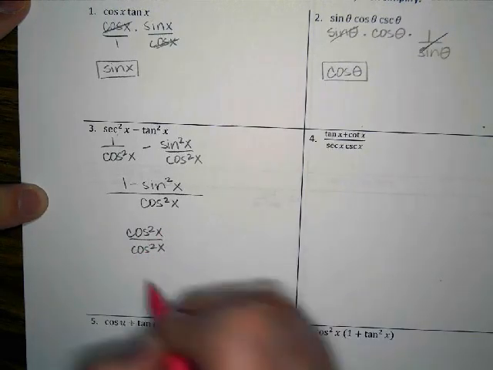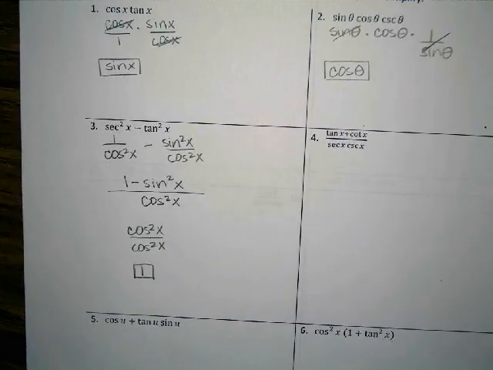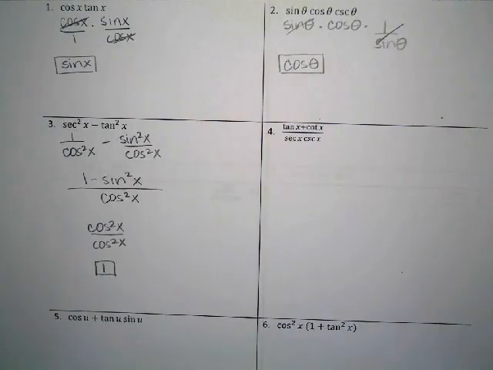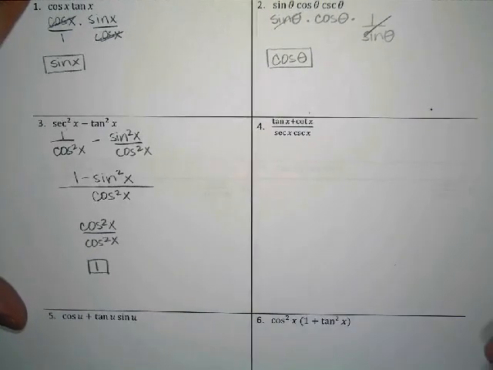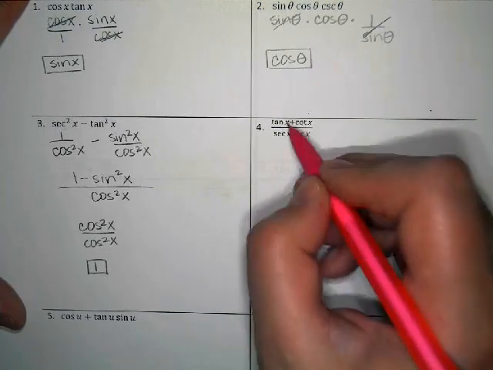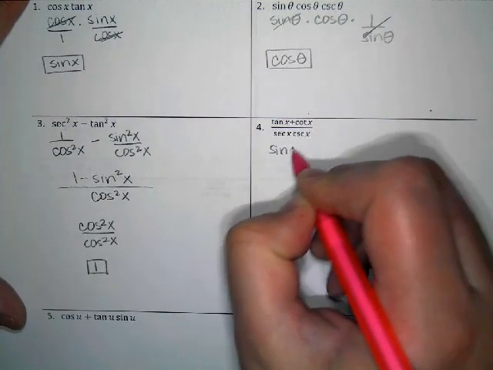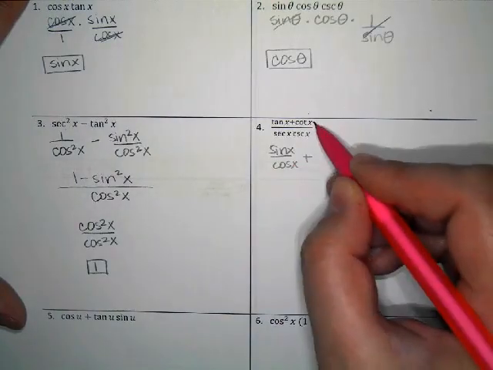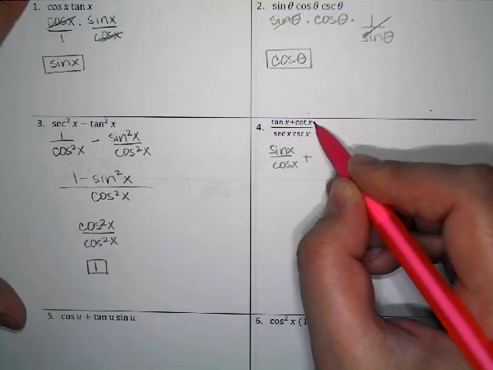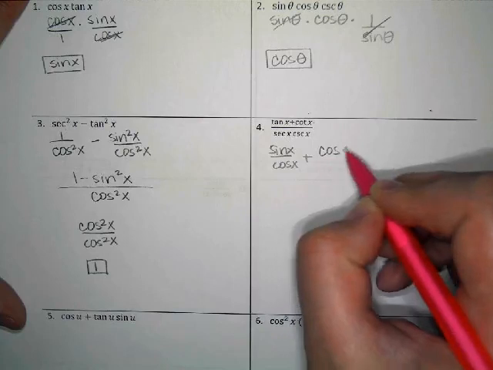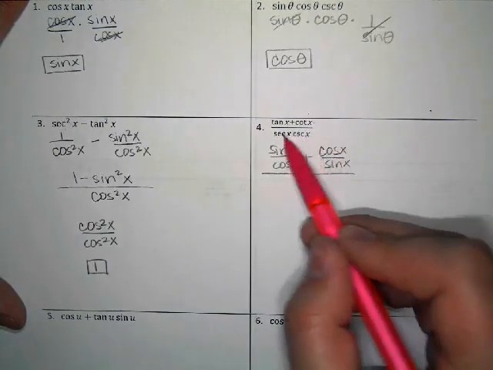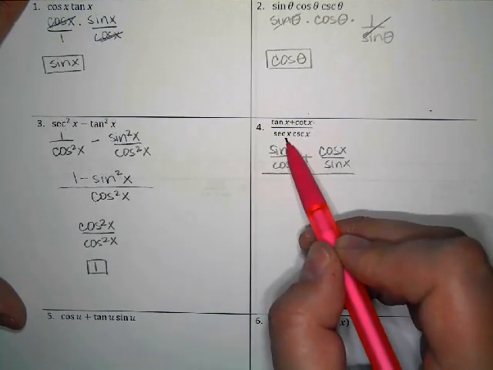Okay, 4 is starting to get a little funky here. All right, so what's the top? Sine over cos plus, what's cotangent? Cos over sine. And then what's this part? Secant is 1 over cos times cosecant is 1 over sine.